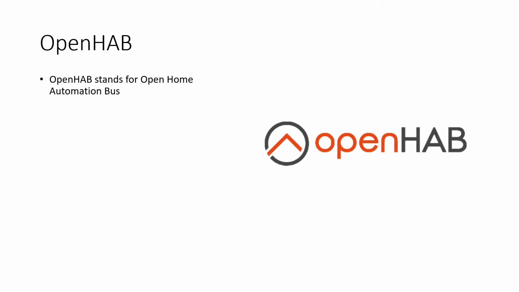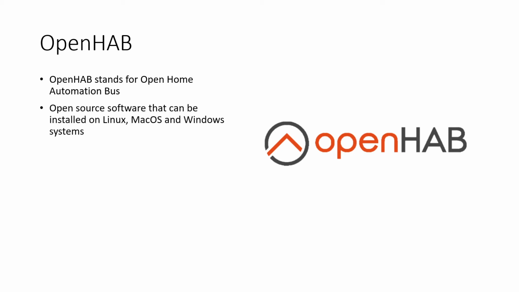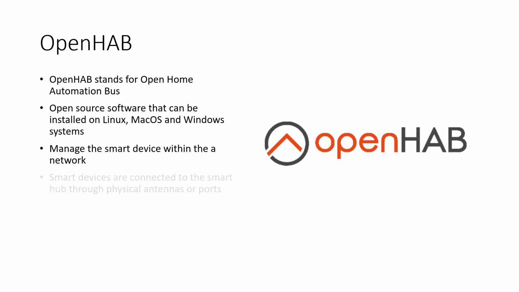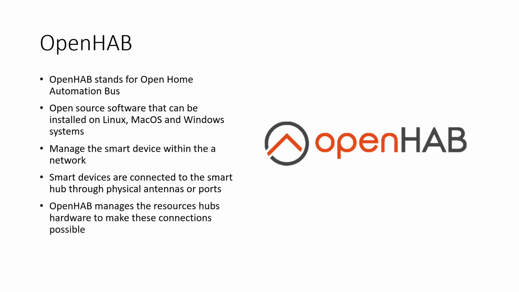OpenHab stands for Open Home Automation Bus. It is an open source software that can be installed on Linux, macOS, and Windows systems. The function of OpenHab is to manage smart devices within a home automation network. Smart devices are connected to the Smart Hub through physical ports and antennas. In this project, the hub is a Raspberry Pi. OpenHab manages the resources of the hub's hardware to make these connections possible.